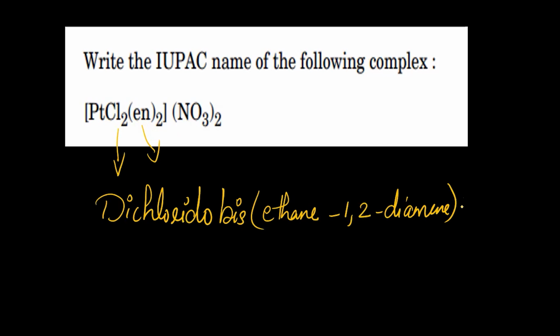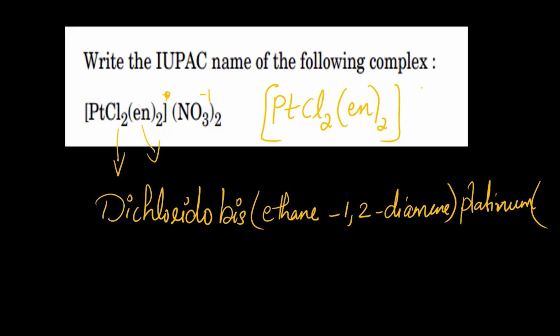Then platinum. The complex is positive, so the name of the metal should be its name itself, platinum. And what is its charge, the oxidation state? You have to put it in brackets in Roman numerals. Here it is NO3, and nitrate is -1, so 2 nitrate. So what will be the charge of the complex? [PtCl2(en)2] will be 2+.